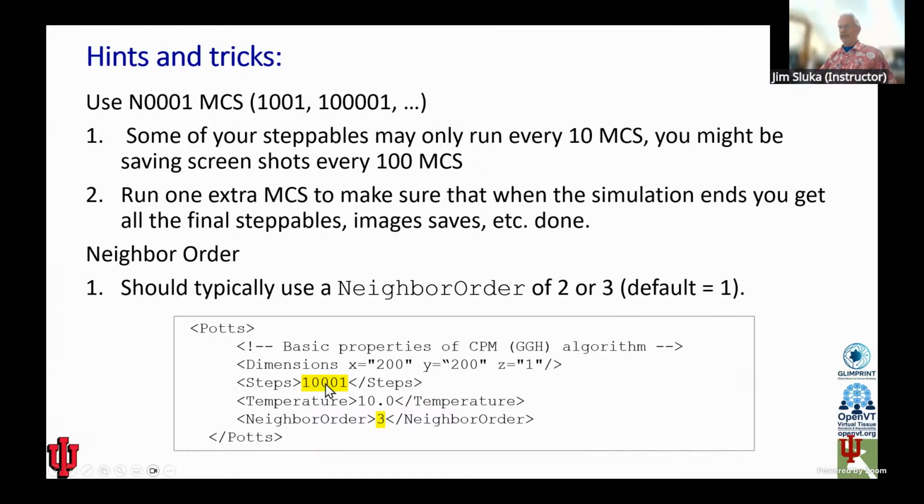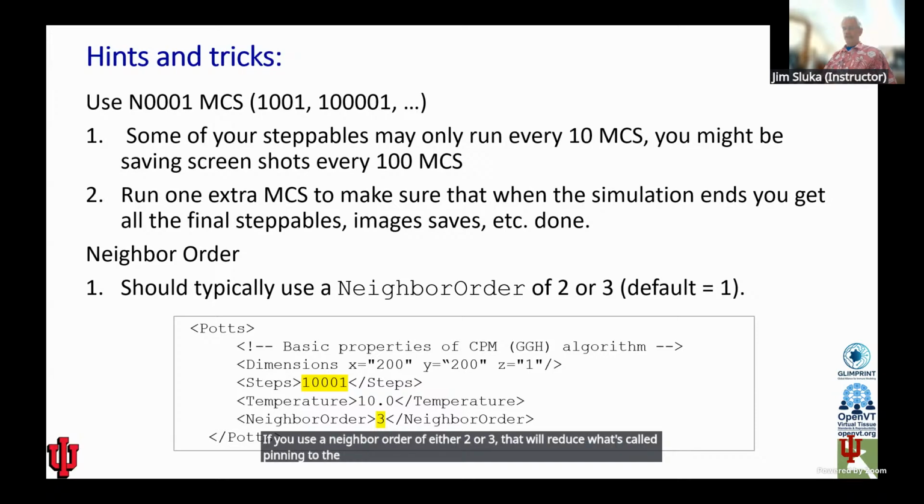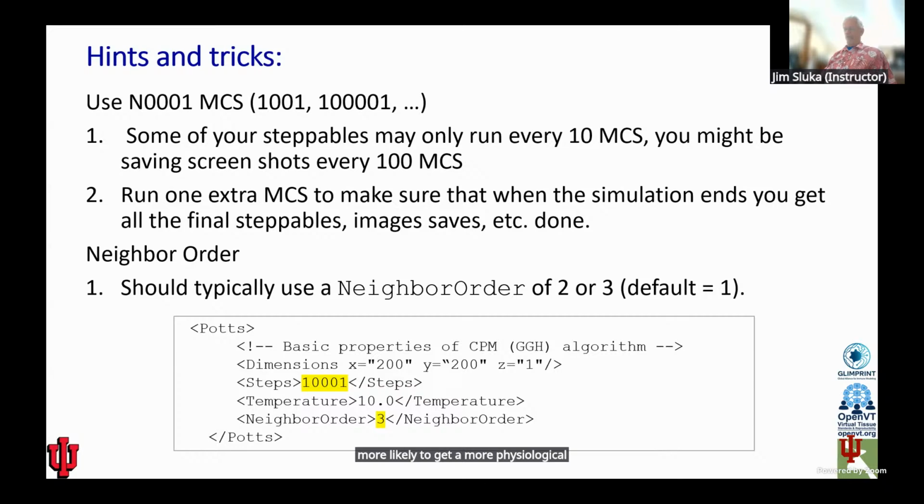In neighbor order in the Potts section, you should use a neighbor order of either 2 or 3. That will reduce what's called pinning to the lattice. The cells will be less likely to try to be absolutely perfect squares or cubes, and more likely to get a more physiological roundish shape, at least as round as you can get on a square lattice.